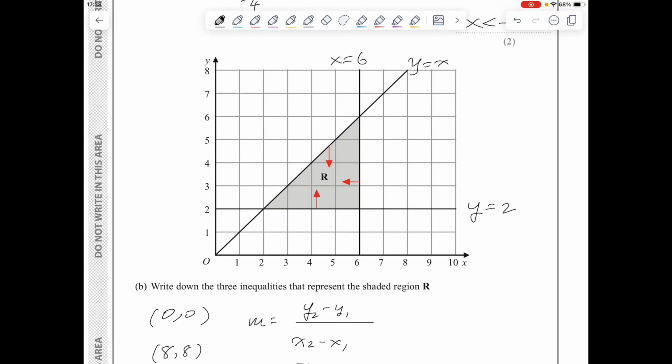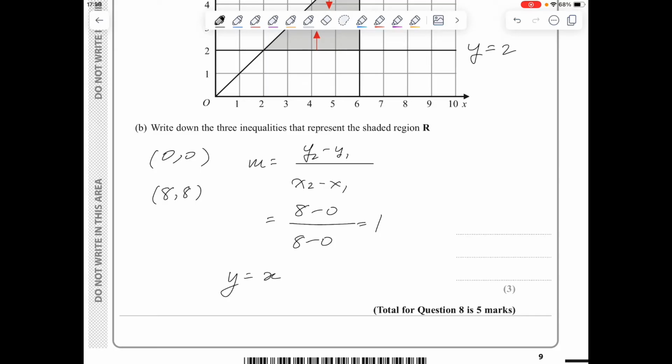the shaded region is below the line y equals x, above the line y equals 2, and to the left of the line x equals 6. So the three inequalities are y less than or equal to x, x less than or equal to 6, and y more than or equal to 2.